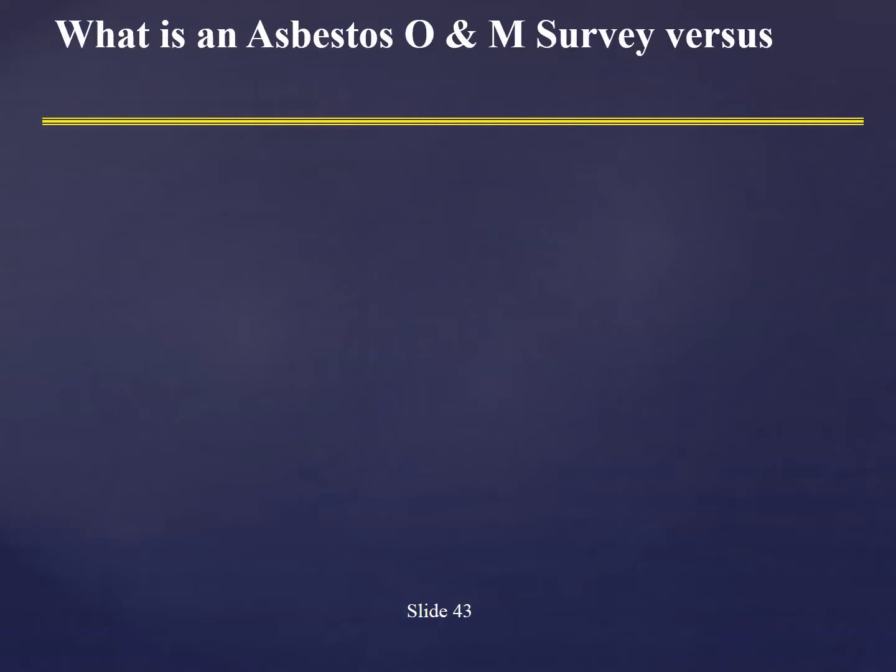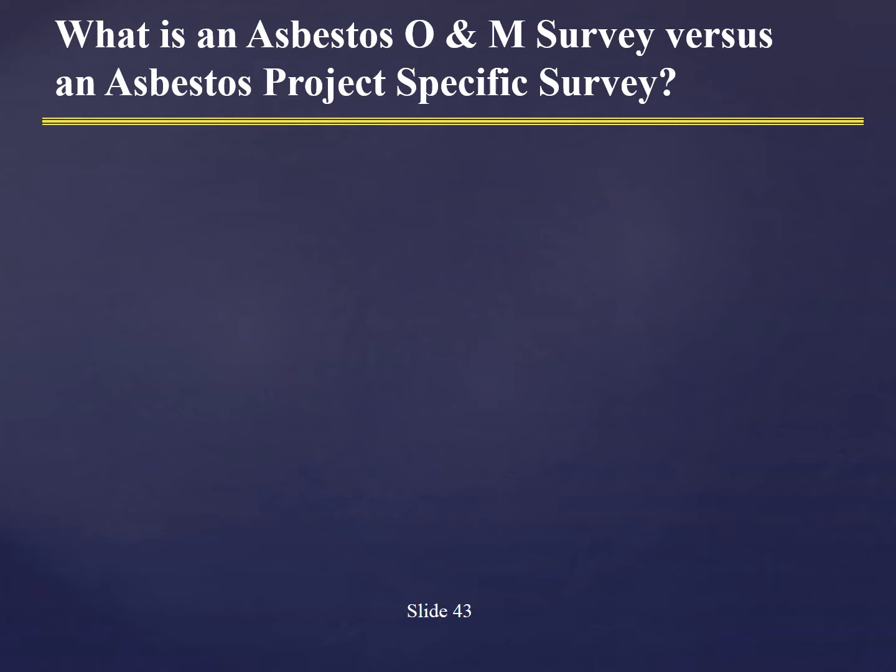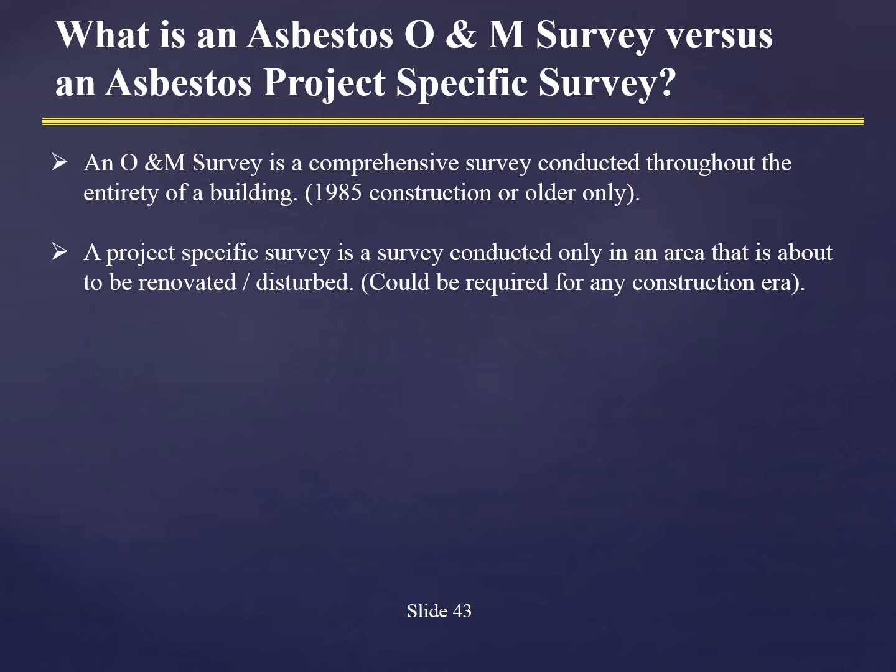So, what is an asbestos O&M survey versus an asbestos project specific survey? And very important, an O&M survey is a comprehensive survey. It has to be conducted for buildings prior to 1985. There are some exceptions, for example, in Texas and some other places when there were hurricanes later than that, and they had to get a bunch of construction material, and it came from China, I believe, or overseas, and it had asbestos in it. They found out later. They now have material with newer buildings with asbestos, but for most places, it's pre-1985.